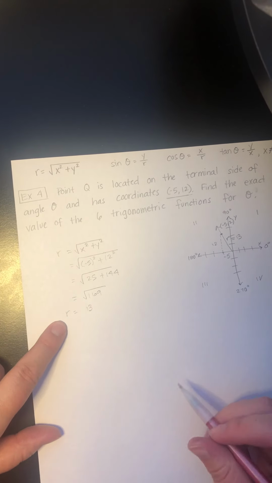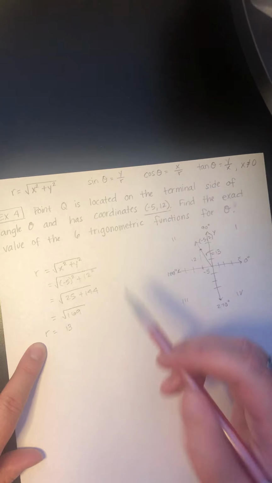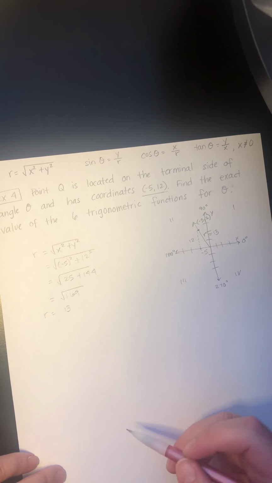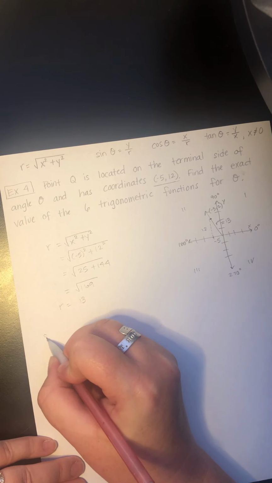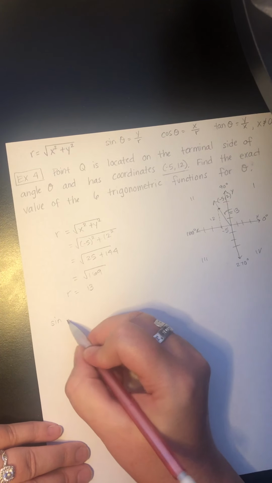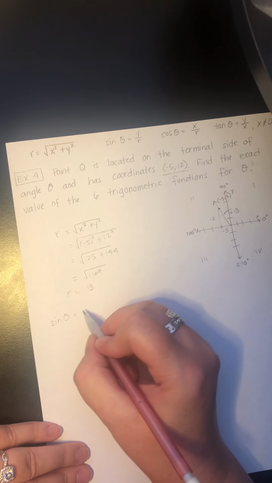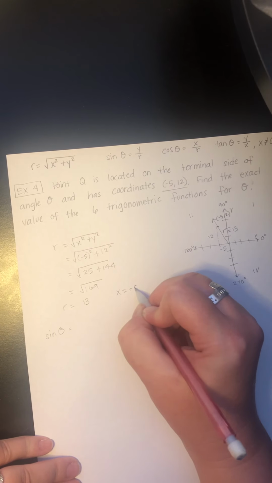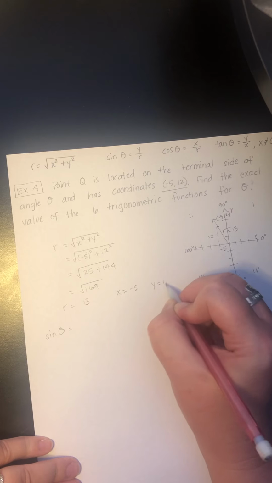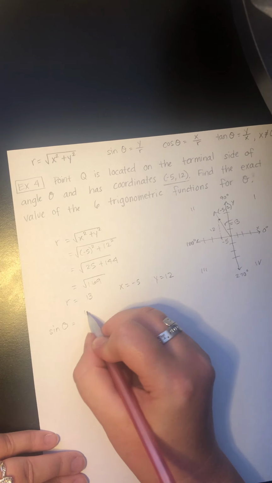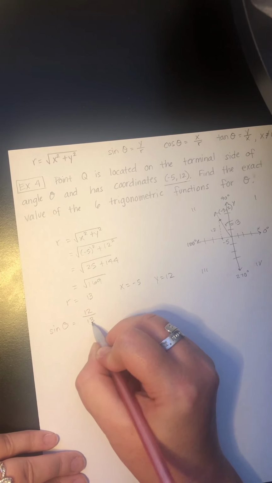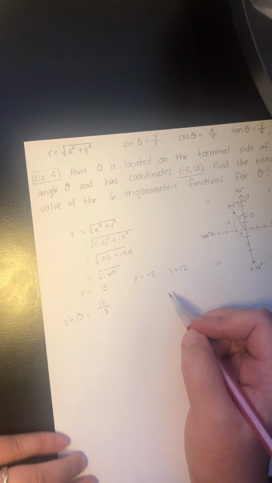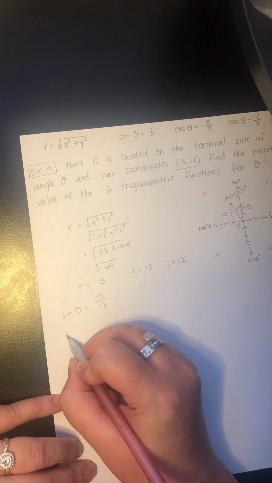Now we'll use this r to solve for sine, cosine, and tangent, and then the other 3 trigonometric functions, the reciprocals. So our sine of our angle is y over r. I'm going to write what everything is. X equals -5 and y equals 12. So y over r, our radius, 12 over 13. Once you know your radius and your x and y coordinate, you can easily solve these.